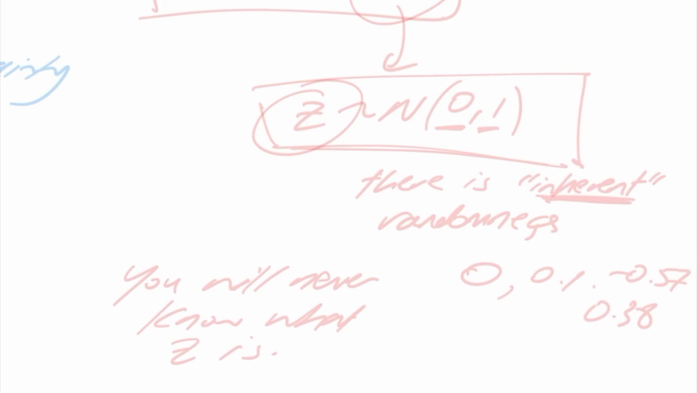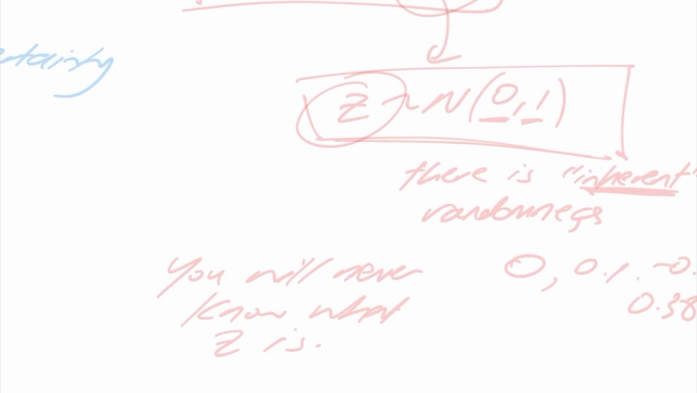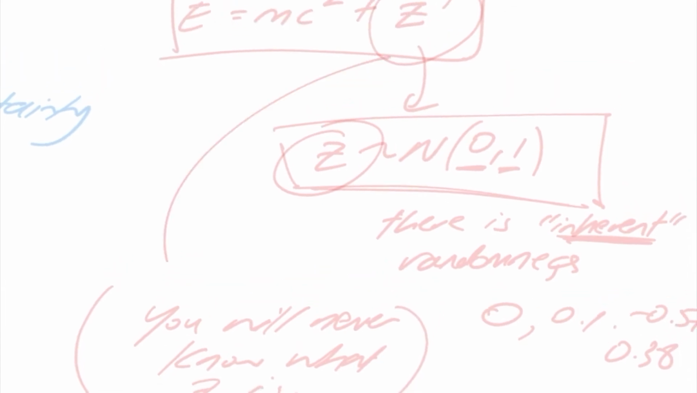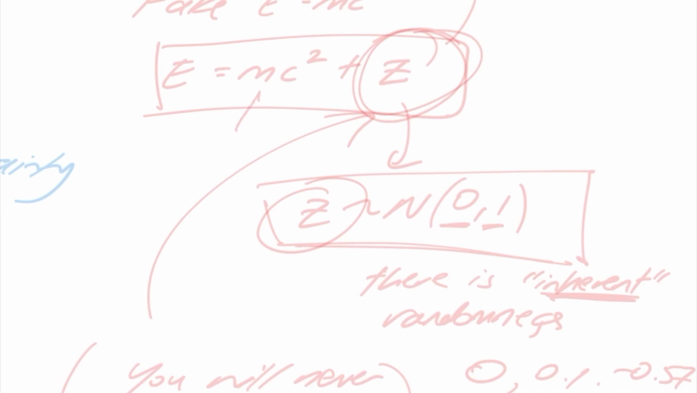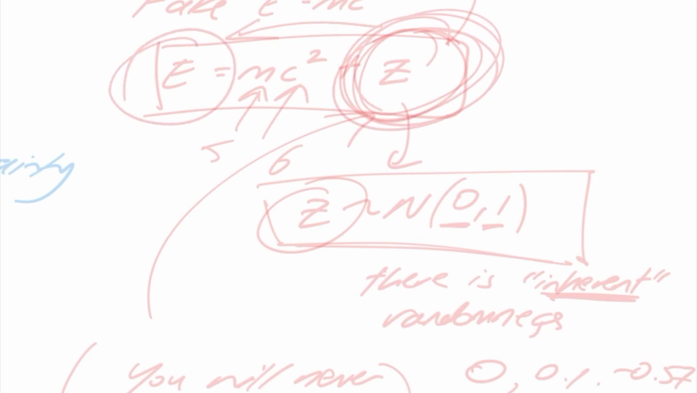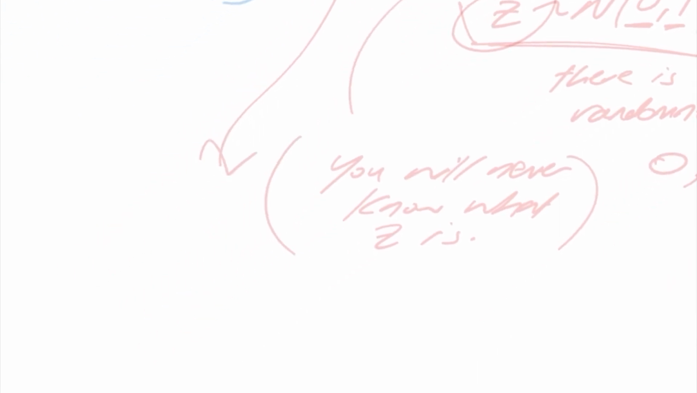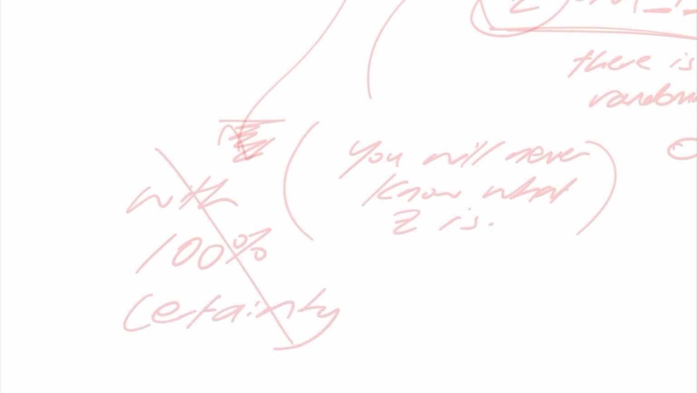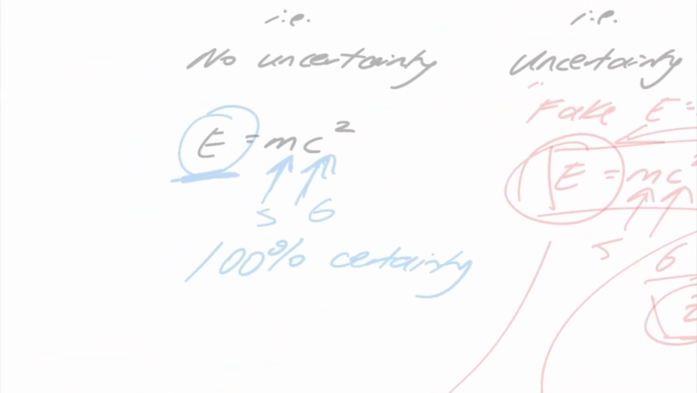Now, because of this fact, i.e., you don't know what this is, even if you know what m is, say m is still 5 and c is still 6, because you don't know what Z is, how can you ever know what E is with 100% certainty? That is not possible. As opposed to here, right here, you knew that with 100% certainty. If m is 5 and c is 6, you know E. It's just 5 times 36.